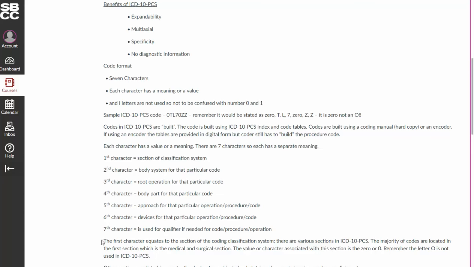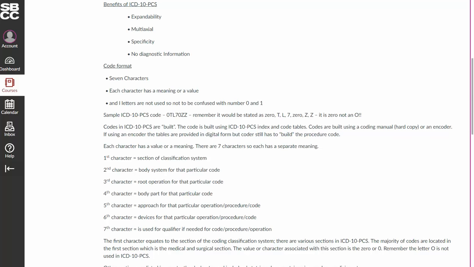Additionally, all of the components of an ICD-10 PCS code have a meaning. Each of those characters have a meaning. The first character, for example, reflects the section of the classification system that you're coding from. The second character reflects the body system of the patient that the surgeon is working on. The third character is a very important component of the ICD-10 PCS coding process. The third character reflects the root operation, the basic root operation, the objective or the intention of the procedure, and that is part of your coding process, is reflected in the third character.